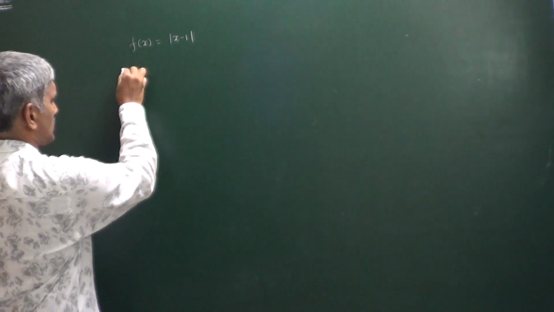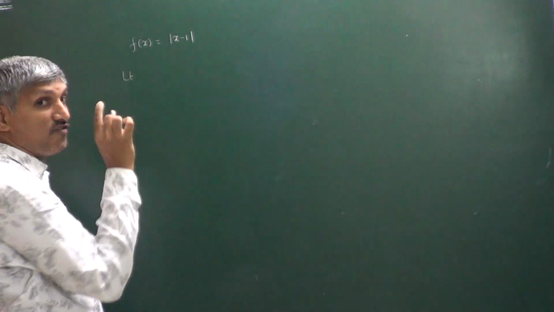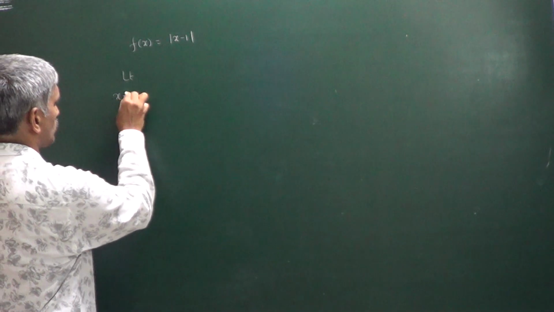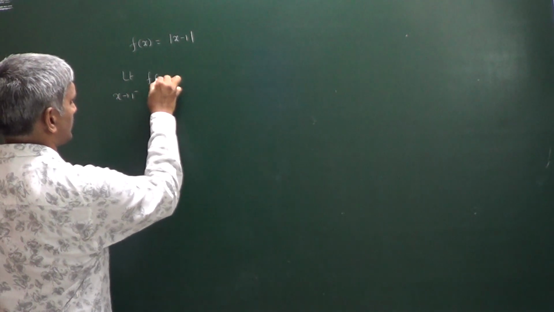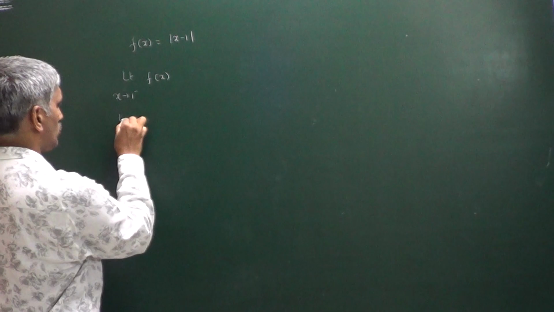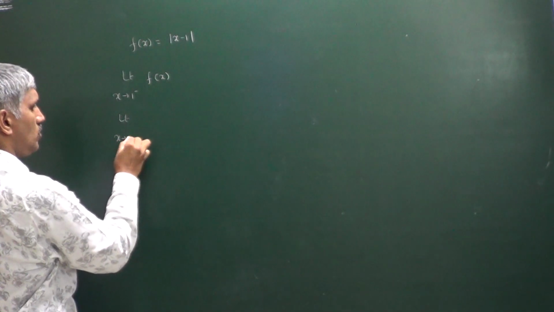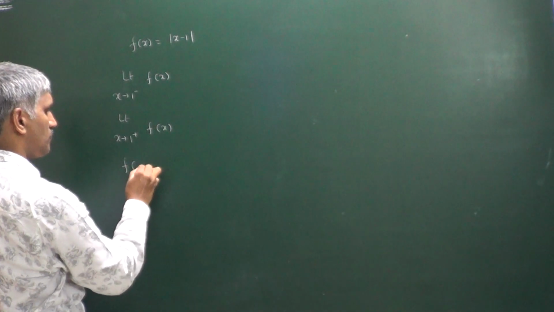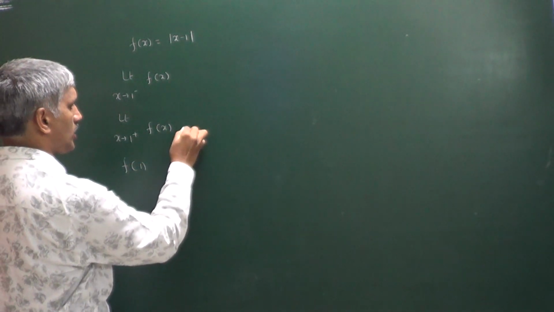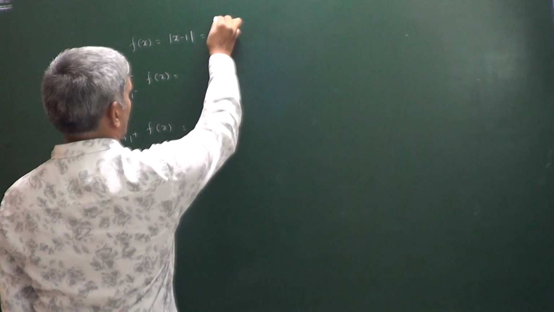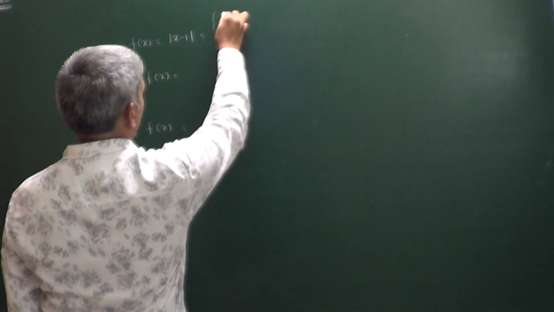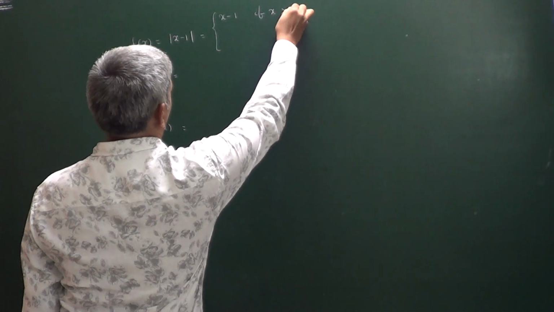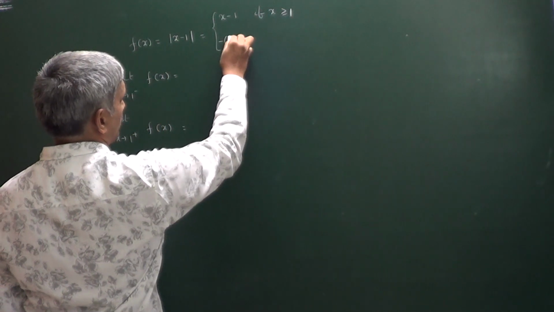So how to check in a systematic way, just for the purpose of board exams, how to do this question, I will discuss. Limit x tends to 1 minus f of x equals limit x tends to 1 plus f of x, and this must be equal to f of 1. If all these values are equal, then we say that the function is continuous at x equals 1. So that is the definition of modulus of x. I hope everyone knows.